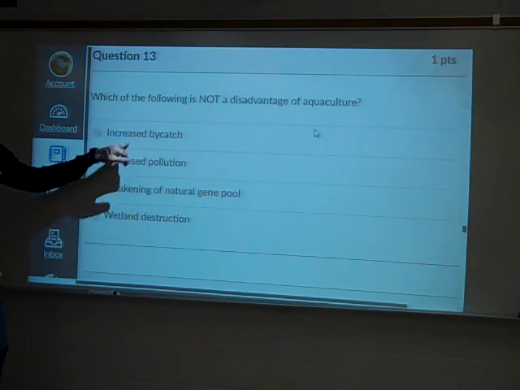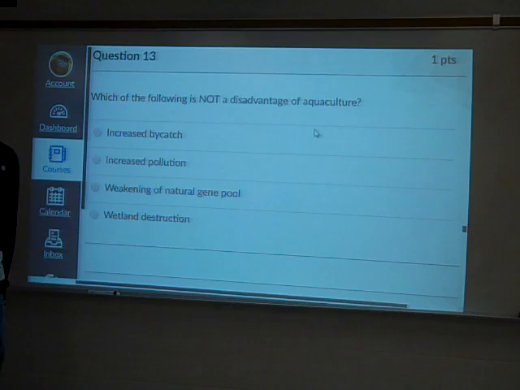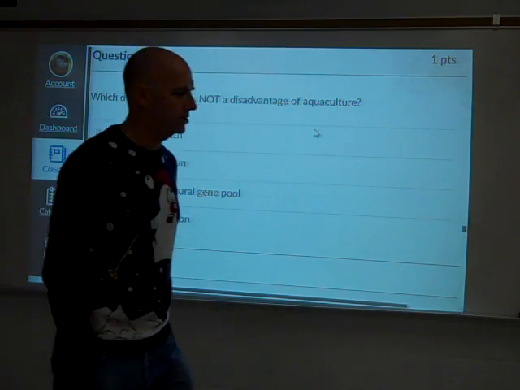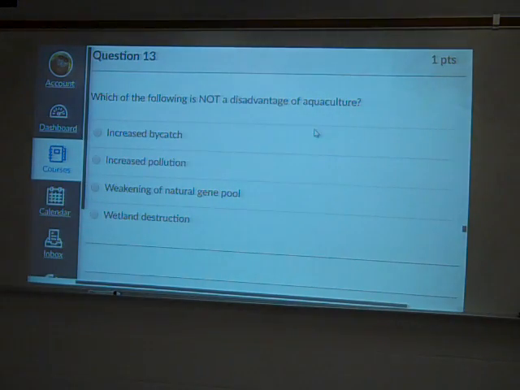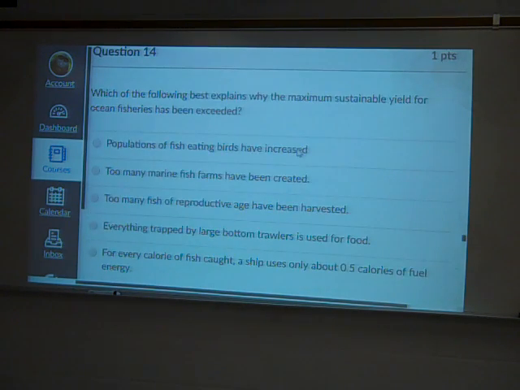It's an advantage of it if you switch this around and put decreased bycatch, so you could say that, but increased bycatch is your correct answer there. Questions about that? Or aquaculture in general?